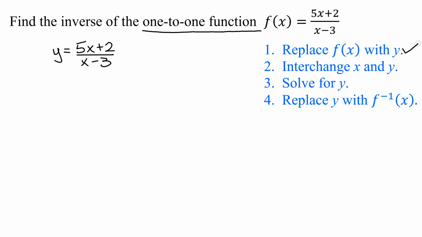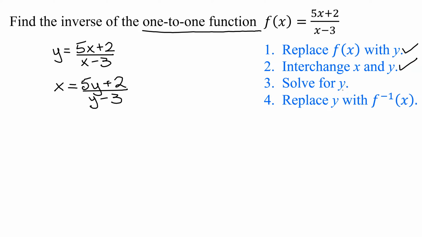So I've completed step 1. Step 2 says to interchange x and y. This is the key to inverses. So wherever I see a y, I'm going to put an x. So I'm going to get x equals, and wherever I see an x, I'm going to put a y. So on the right-hand side, I'm going to get 5 times y plus 2, all divided by y minus 3. So I've interchanged my x's and y's.